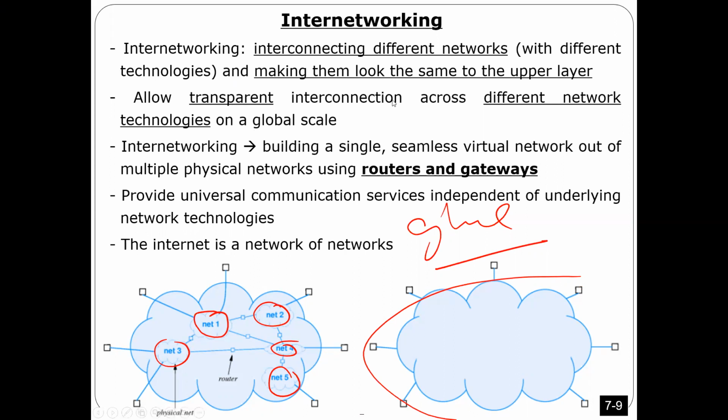It is a transparent interconnection across different networks on a global scale, or building a single network, seamless. You know the word seamless? Seamless means you don't know the details. You don't know if this network is using a different technology from that one. You don't need to know all of this. Just a computer can communicate with a computer. At the upper layers, just a computer is communicating with another computer, and you don't need to know any details.